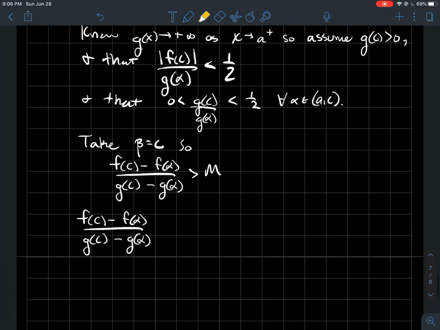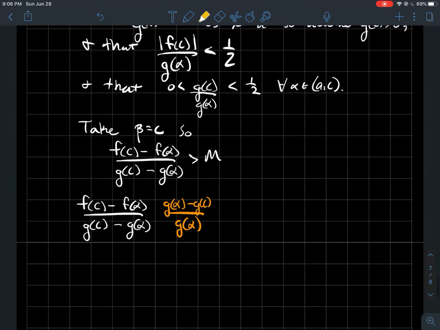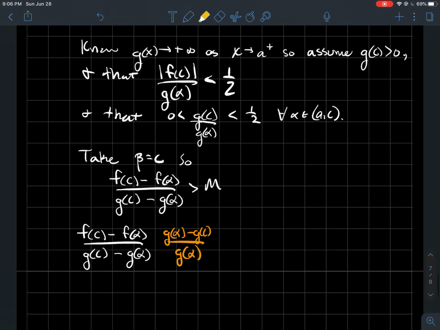There it is, cool. And so now what we just justified above here is that this quantity should be a positive number. Same idea as before. So when I multiply this inequality through by that positive number, notice the inequality doesn't change around. And what else do I know? I know that this is 1 minus g of c over g of alpha. I know g of c over g of alpha is at most a half. Therefore, this would be at least m times a half.